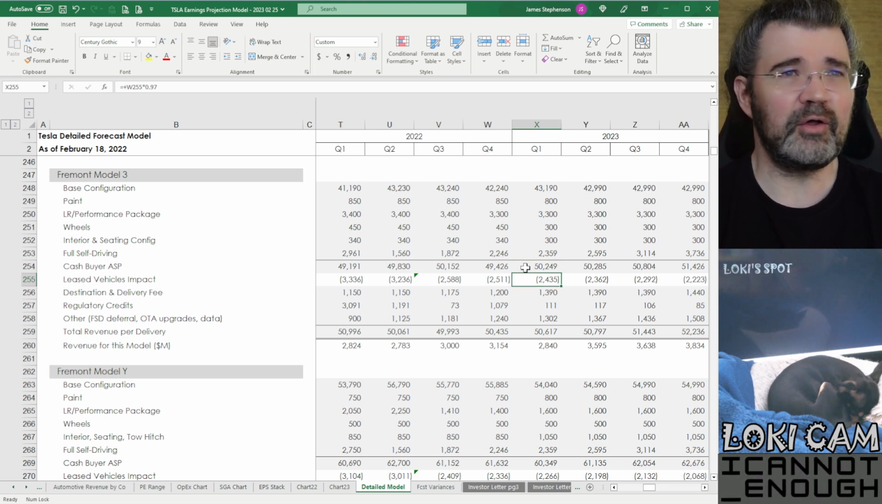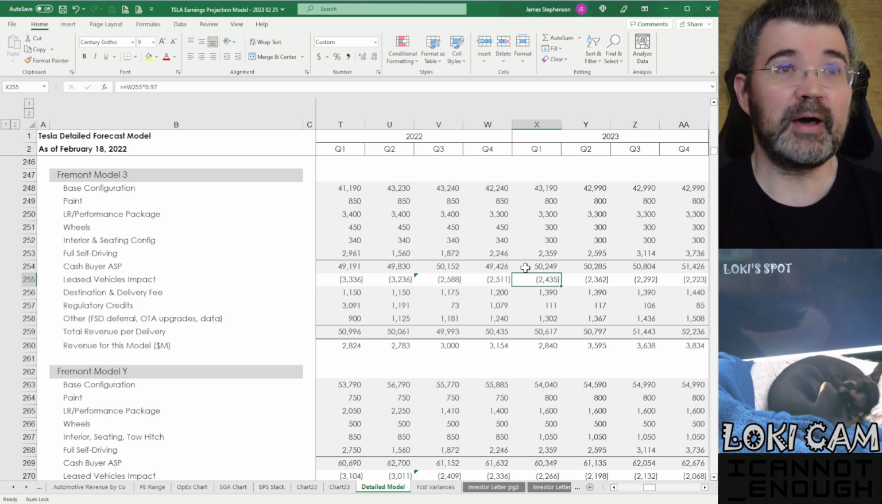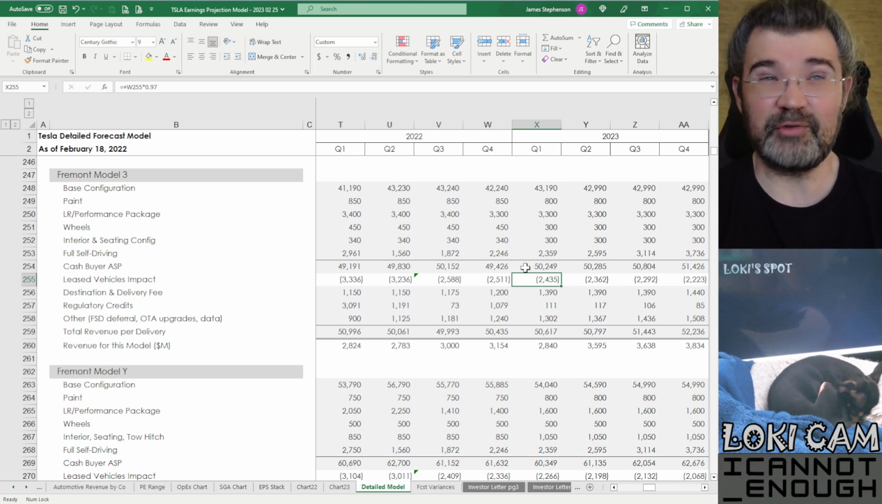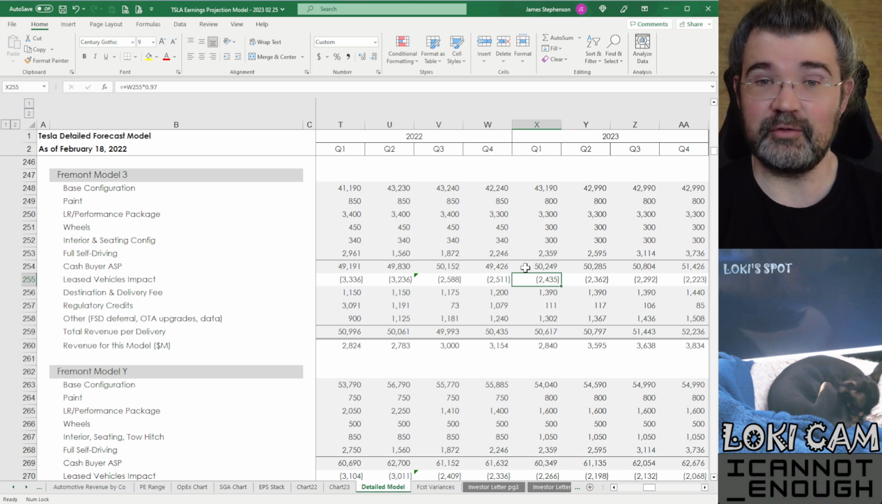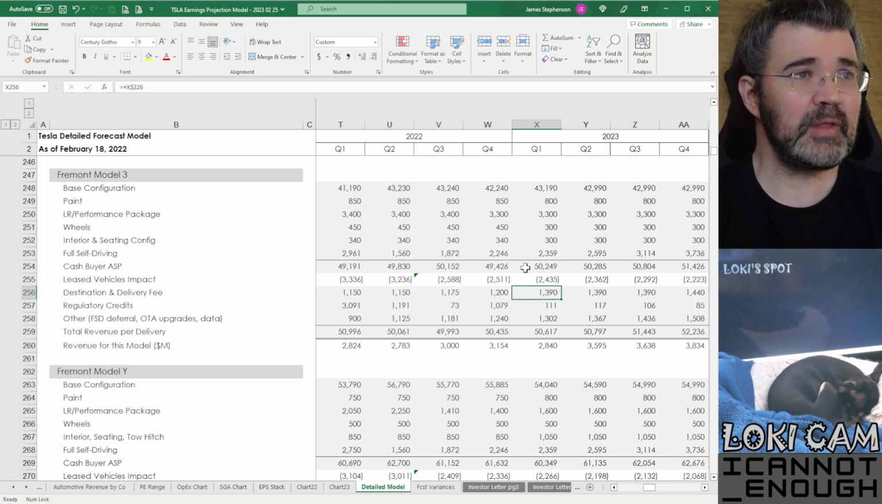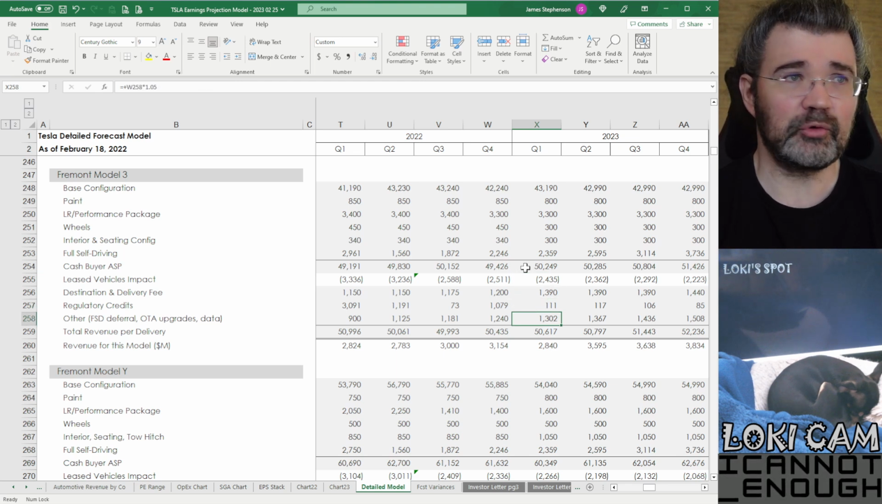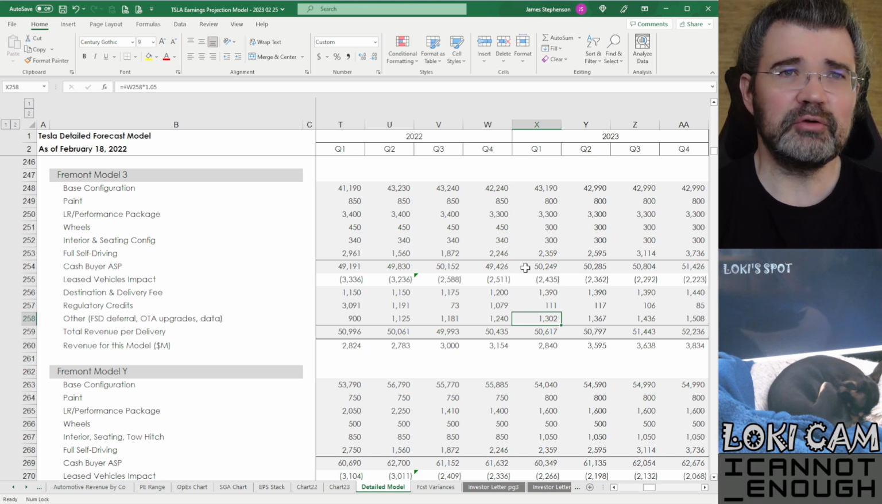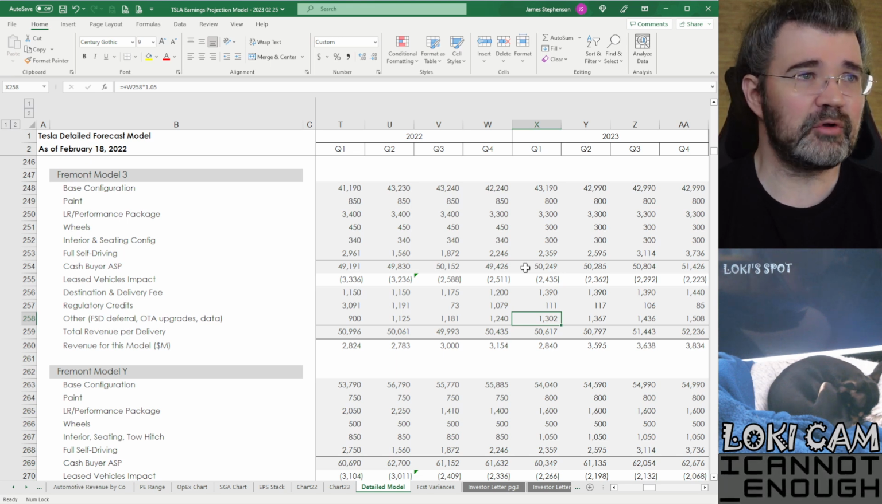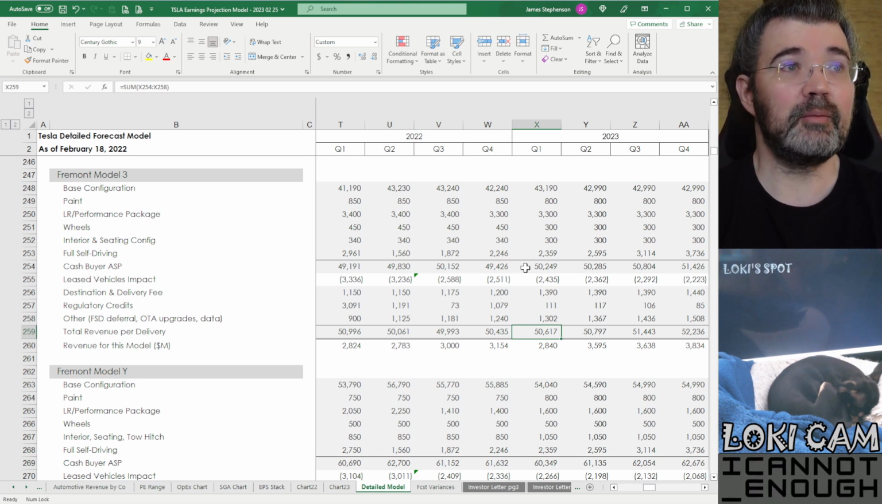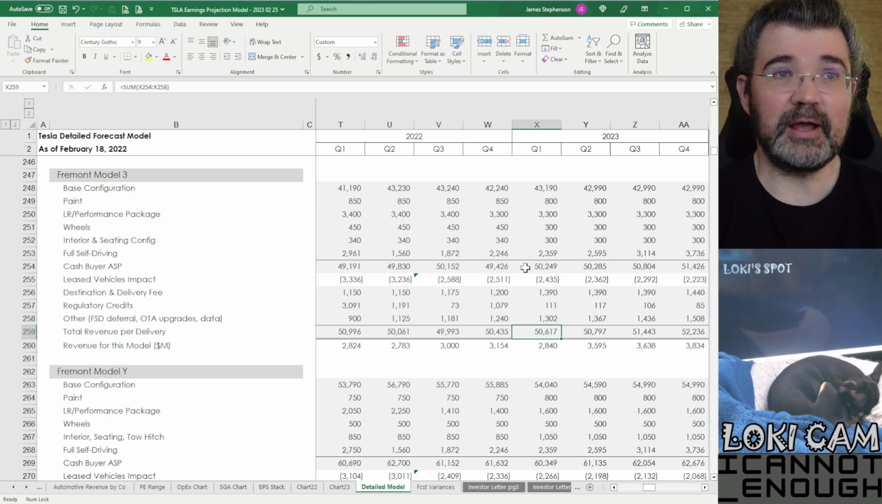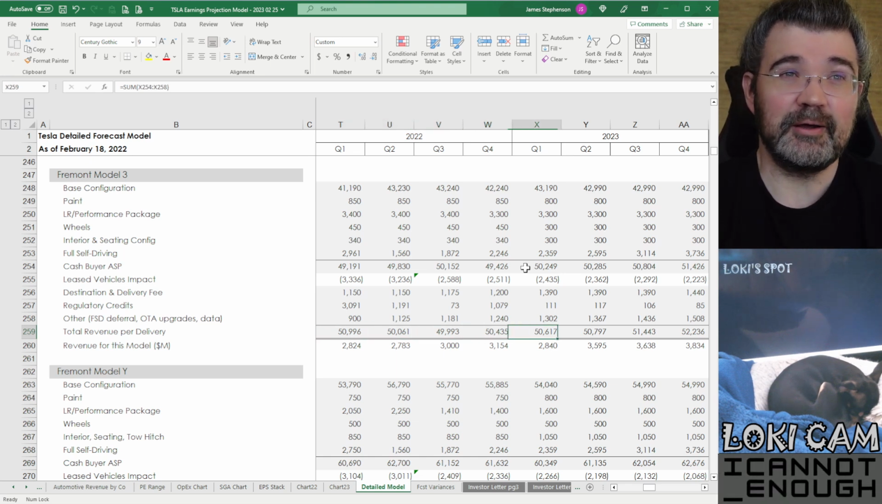So there's your leased vehicles impact, much lower for Model 3 for two reasons. One, the price point is half as much as it is for Model S and Model X. And the other, the take rate for leasing is a lot lower. Fewer people lease Model 3s than lease Model S and X. Same destination and delivery fee, same regulatory credits. Other, a little over $1,000 per vehicle worth of other, making revenue per Model 3 produced at Fremont about $50,000, same as it was last year.